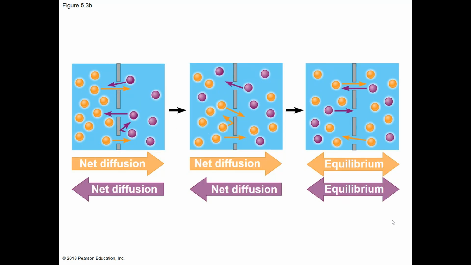So let's look at two different types of particles, the orange ones and the purple ones. The orange ones are highly concentrated on the left, and the purple ones are highly concentrated on the right. So for the orange particles, there's a net diffusion towards the right until they are evenly distributed. For the purple ones, there's a net diffusion to the left until they are evenly distributed. Now, it doesn't mean that movement is going to stop. They will still continue to move. However, there will be no more net diffusion once we reach equilibrium.